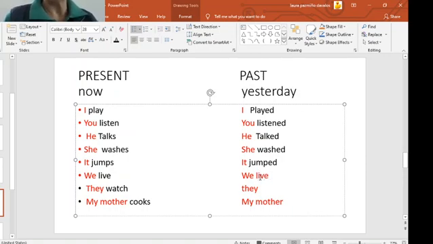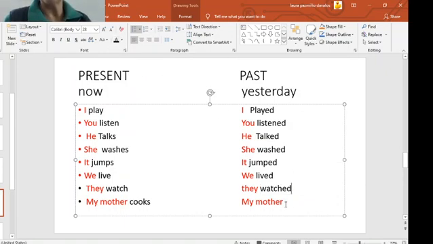Copio exactamente la palabra y que tengo que aumentar. Aumento la ed otra vez, pongo ed o solo le pongo la d porque ya tiene la e. We lived. Entonces estoy transformando el past. They watch. They watch. Okay. Sigue red. They watched.